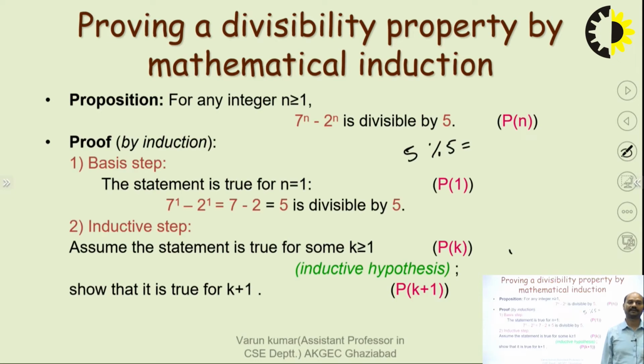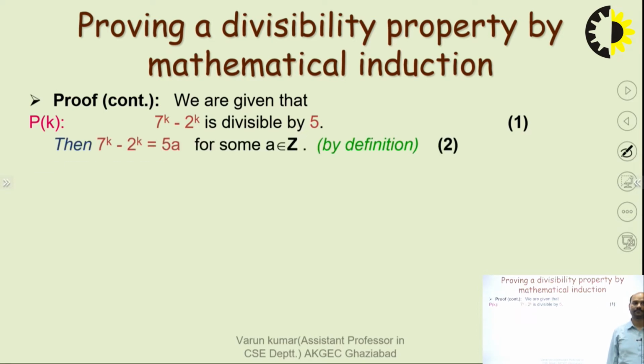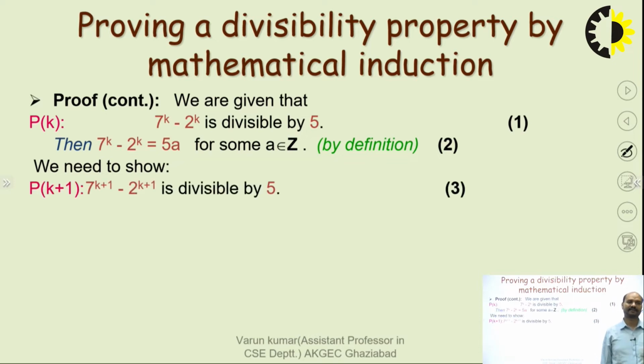As the inductive hypothesis, we must show that it is also true for P(k+1). So we assume that 7^k minus 2^k is divisible by 5, that is 7^k minus 2^k is equal to 5a, where a belongs to Z, meaning some integer value. Then we need to show that it is also true for P(k+1). So substitute k+1 in place of k, it means 7^(k+1) minus 2^(k+1) is divisible by 5.